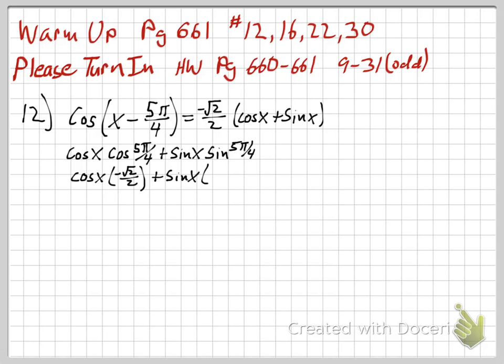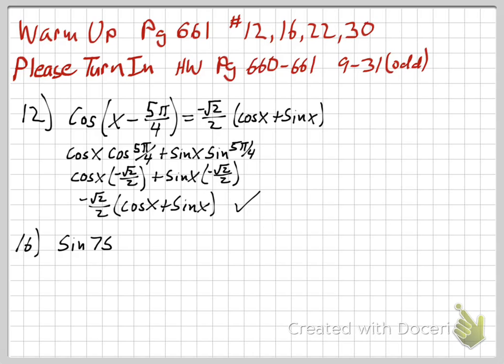Okay, we now go to our unit circle and evaluate the cosine of 5 pi over 4. Evaluate the sine of 5 pi over 4. Simplify as much as we can. It looks like we can factor out the negative root 2 over 2. And after we do that, we've verified that this identity is correct. Let's look at number 16, working in angles this time.